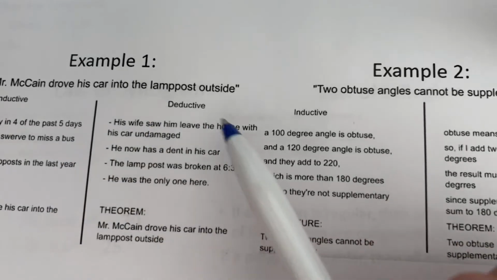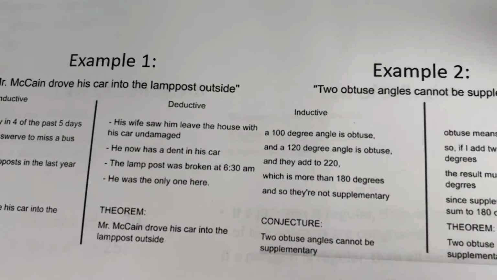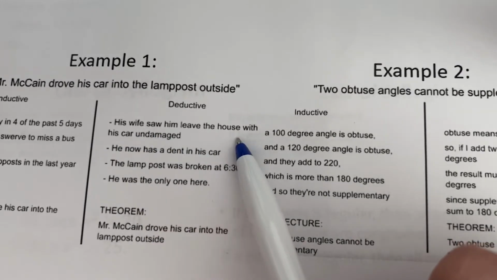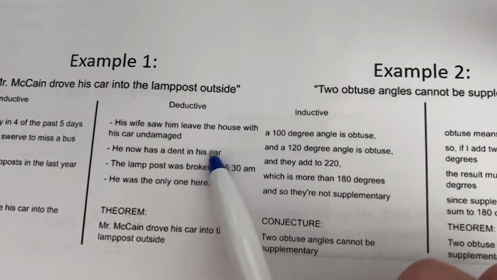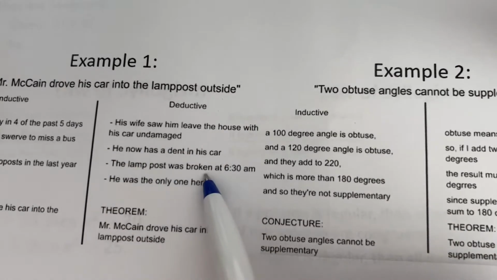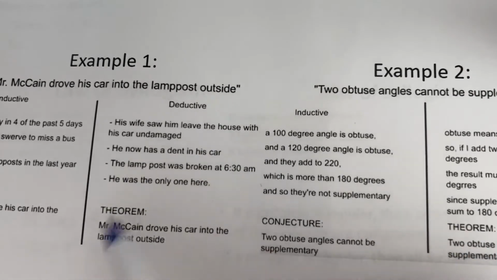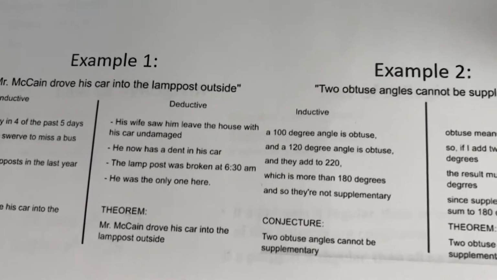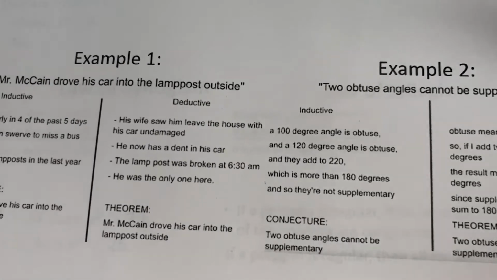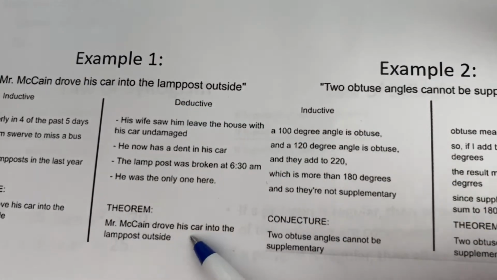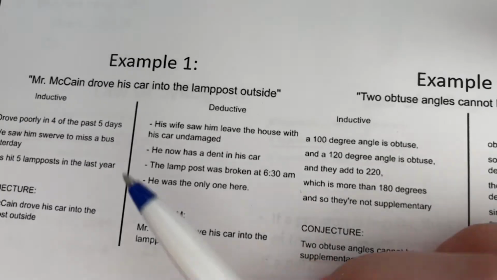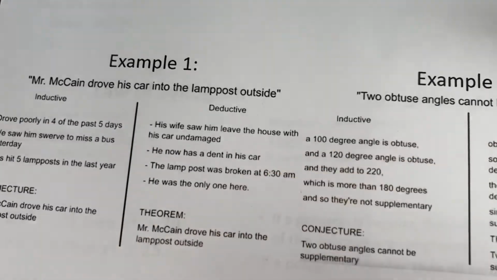Now, deductive is more facts that have to do with the exact date of occurrence. His wife saw him leave the house with his car undamaged. Now he has a dent in his car. These are facts. The lamppost was broken at 6:30 a.m. and he was the only one there. So these are obvious facts having to do with the exact example. So Mr. McCain drove his car into a lamppost, versus these, which are based on past experience.